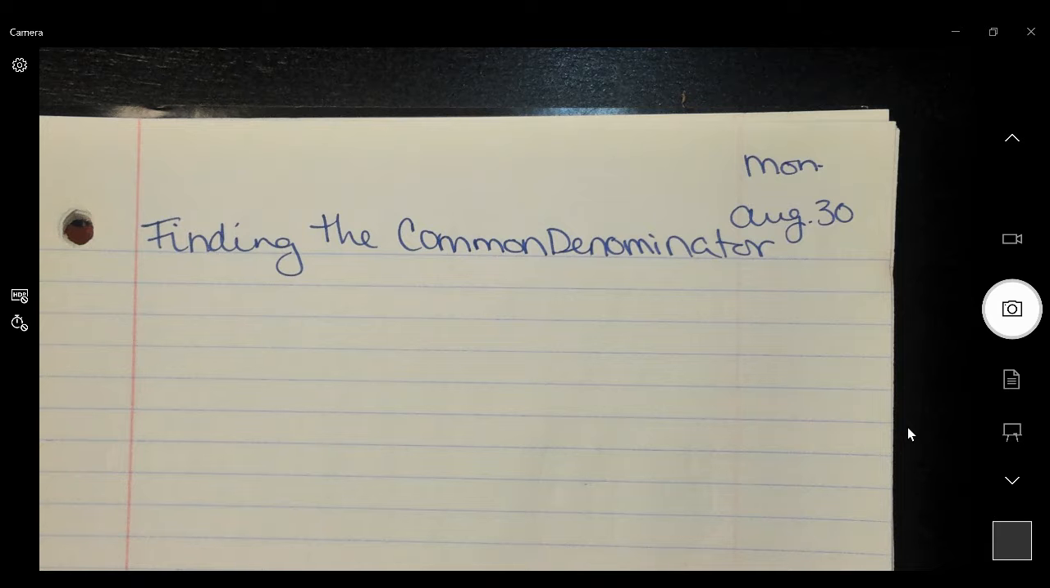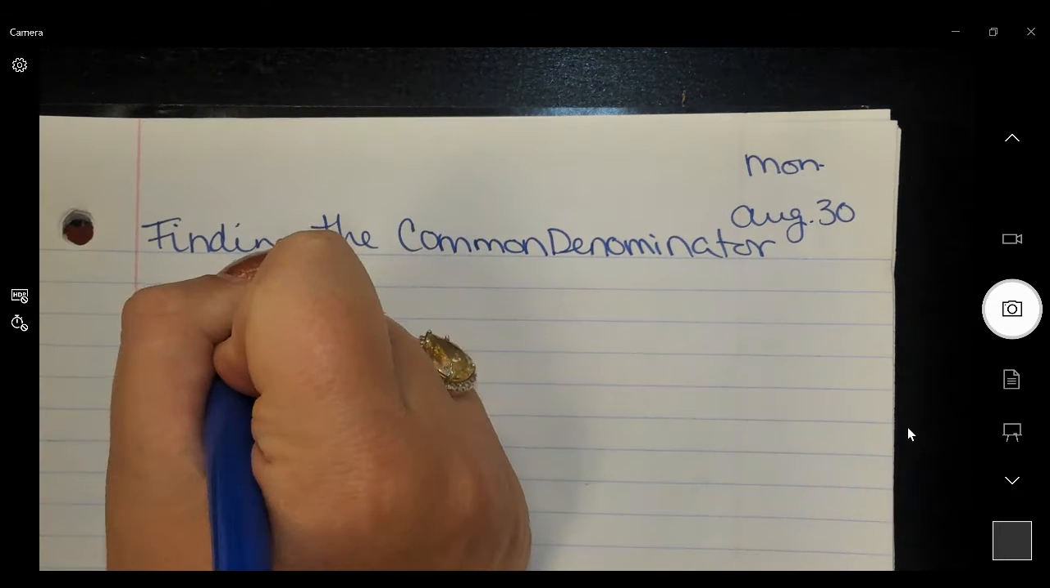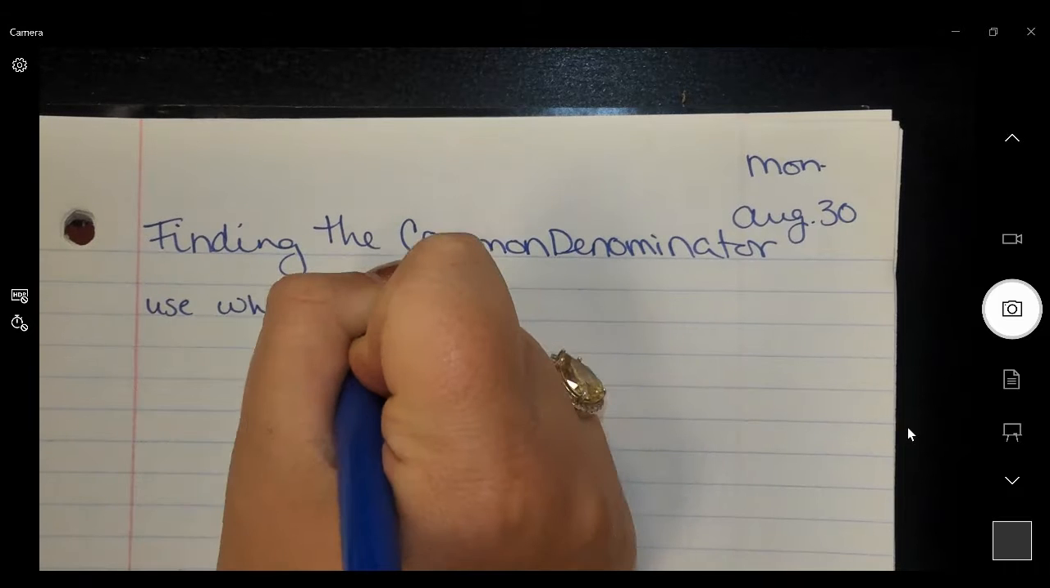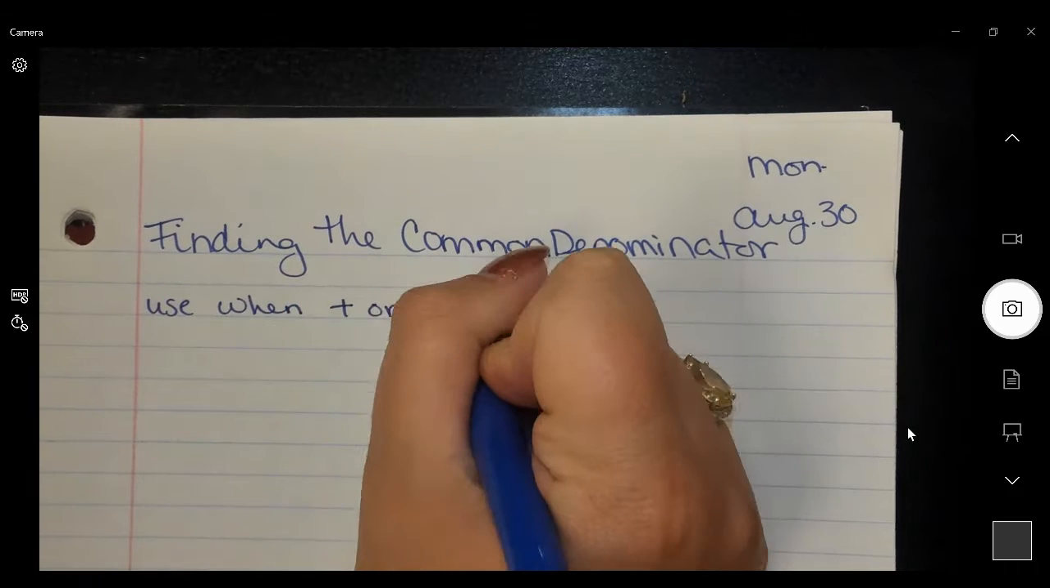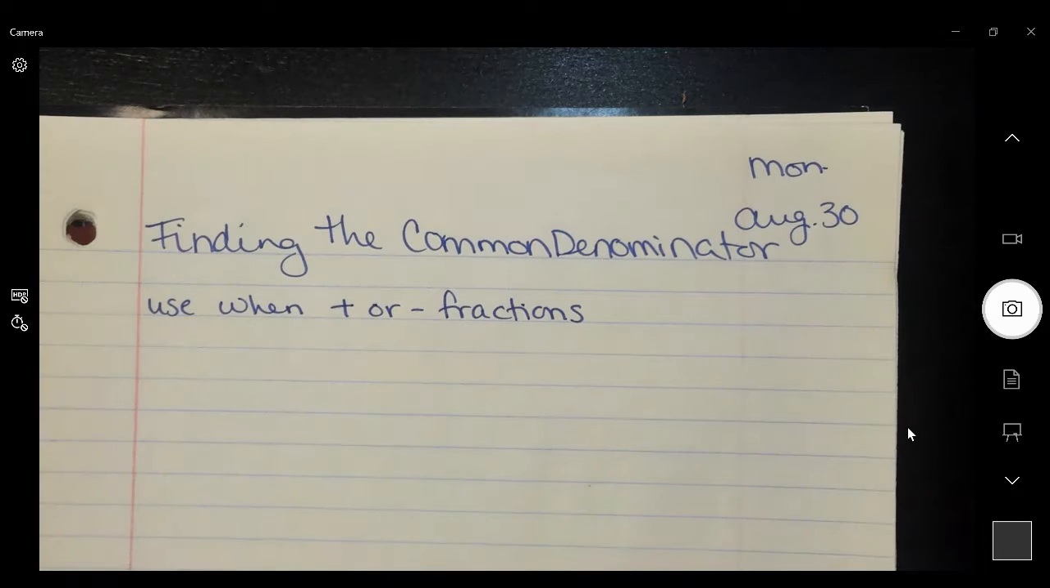Do I have to do it when I'm multiplying or dividing? No. The only time we use a common denominator with fractions is when adding or subtracting fractions. Remember, if I write it, you write it.